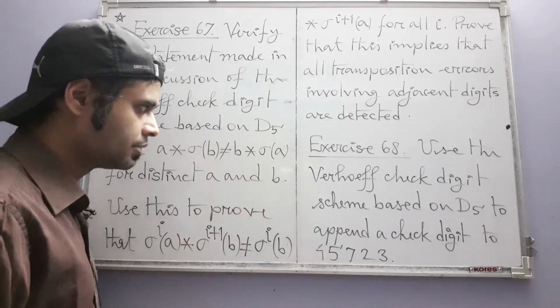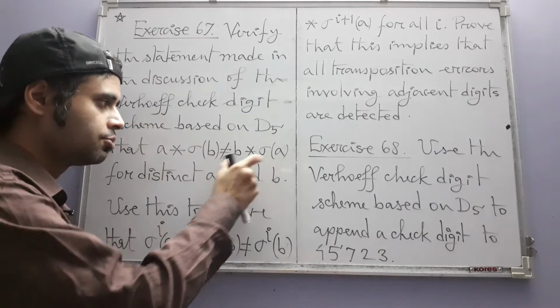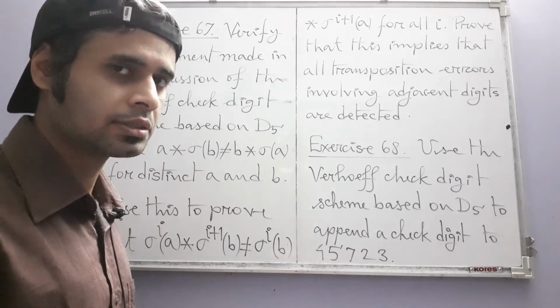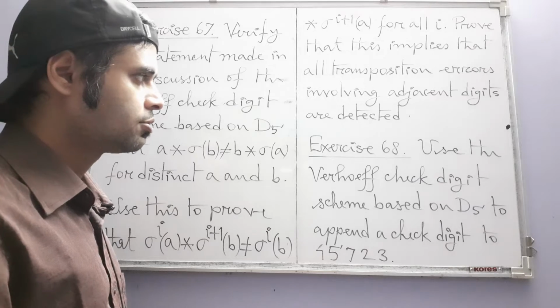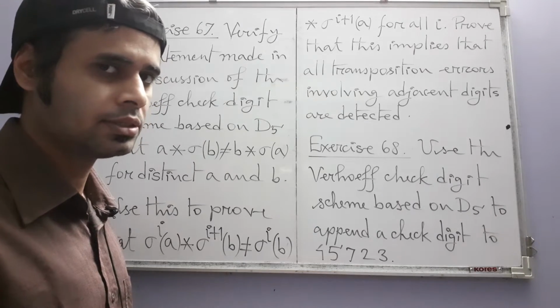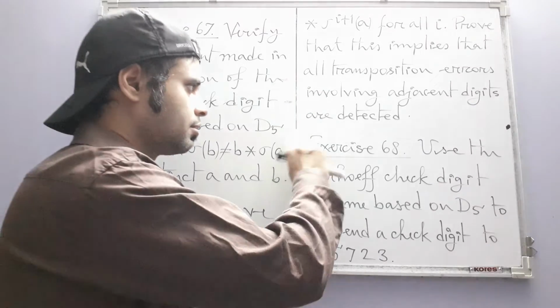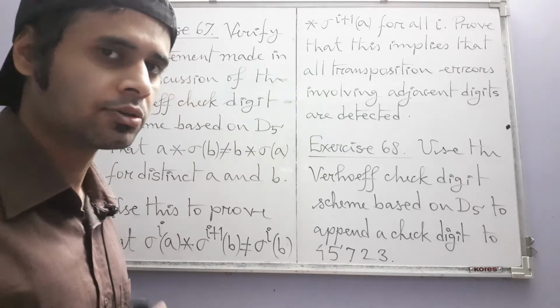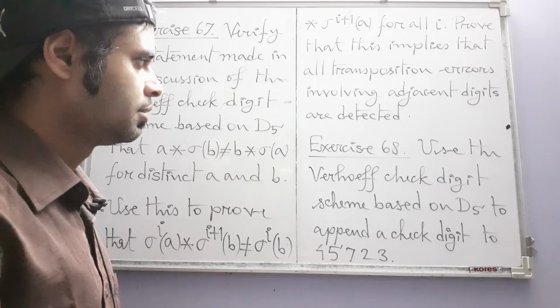Whenever a and b are distinct digits, we have to see that these two quantities are not the same, they are distinct. So this I leave to you. The rest of the solution is there and it's easy to understand. Still, if you have some doubts, you let me know in the comments below.